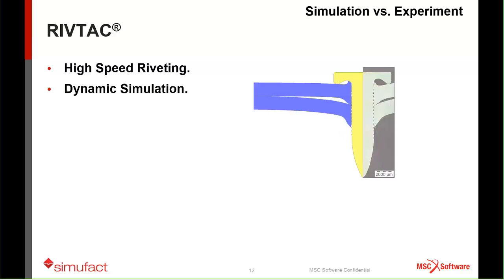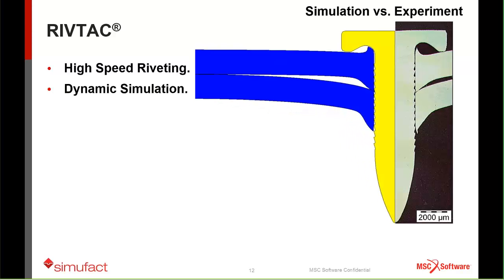A very nice example of a riveting process is high-speed riveting. It's a very new application. Here they shoot the rivet at very high velocity into the material, and some correlation studies were done. Here you see an experimental result on the right side versus the simulation. For this you need to use a dynamic simulation.